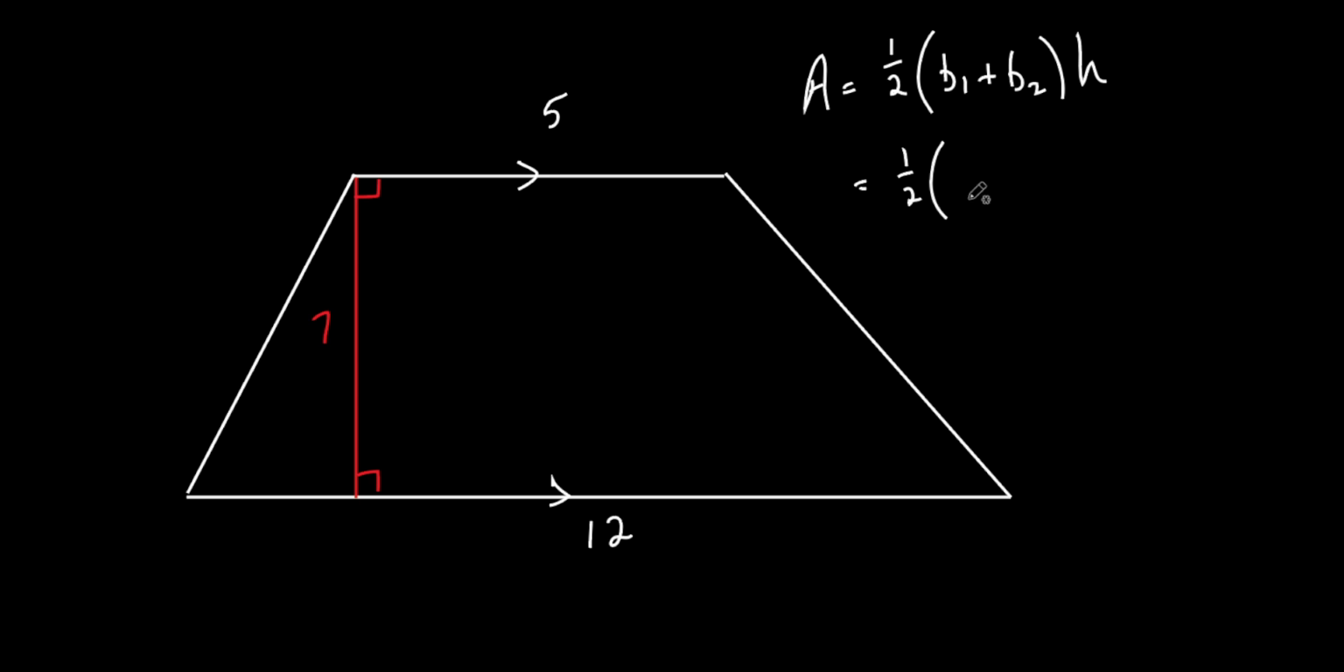Yeah, I should have picked better numbers, but that's okay. You got your calculator. Let's do it. So B1 plus B2 is 17, times the height is 7, and then whatever that comes out to be. I didn't pick very nice numbers, but that's okay. With a calculator, does it really make any difference? 7. So that's 119. Divide that by 2, and that's 59.5.